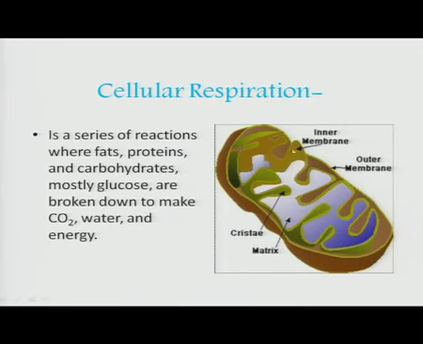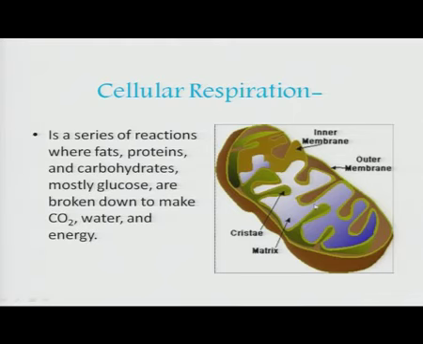The main site of cellular respiration is the mitochondria. Mitochondria are double membranous structures found in all eukaryotes. The outer membrane is smooth, the inner membrane is folded into cristae, and the matrix is present. All the enzymes for cellular respiration are present either in the cristae in the form of oxysomes or inside the matrix.